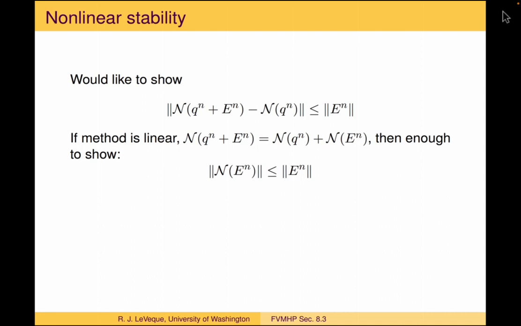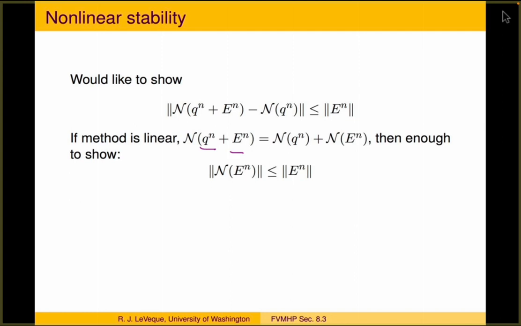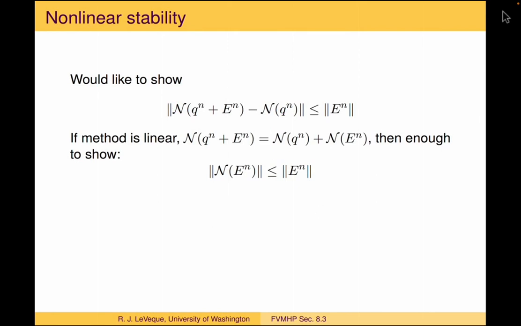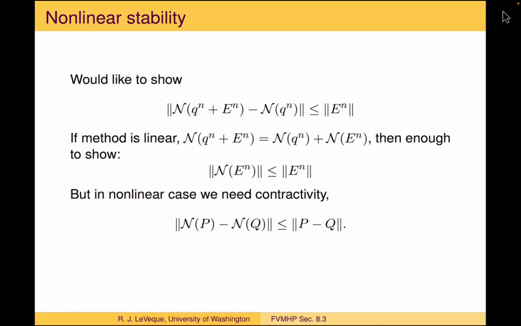And if the method is linear, which means that the numerical method applied to a grid function that's qn plus en at each grid point gives exactly the same thing as if you applied the numerical method to qn and then applied the numerical method to en and added those two together, that's what we would call a linear method. If that's always true, then if we put this into here, the N of qn's drop out, and we end up with just the condition that the numerical method applied to any set of global errors en should be bounded by the norm of that en. So if we had this condition satisfied, then we would be able to show that the method is stable and converges. But if the method is nonlinear, that's not necessarily enough.